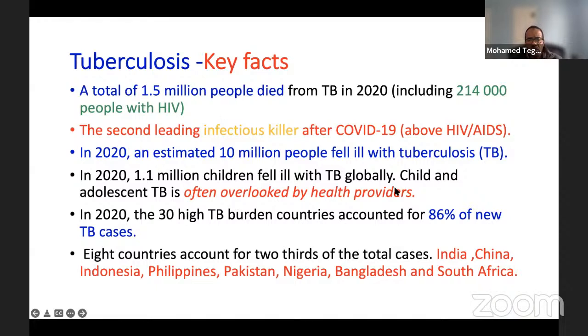Another important piece of data to keep in mind is that in 2020, the bulk of the cases, almost 86% of the new cases, originated from 30 countries. Out of these 30 countries, at least two-thirds of the cases are located in 8 countries: India would be number 1, China second, Indonesia third, then the Philippines, Pakistan, Nigeria, Bangladesh, and South Africa.